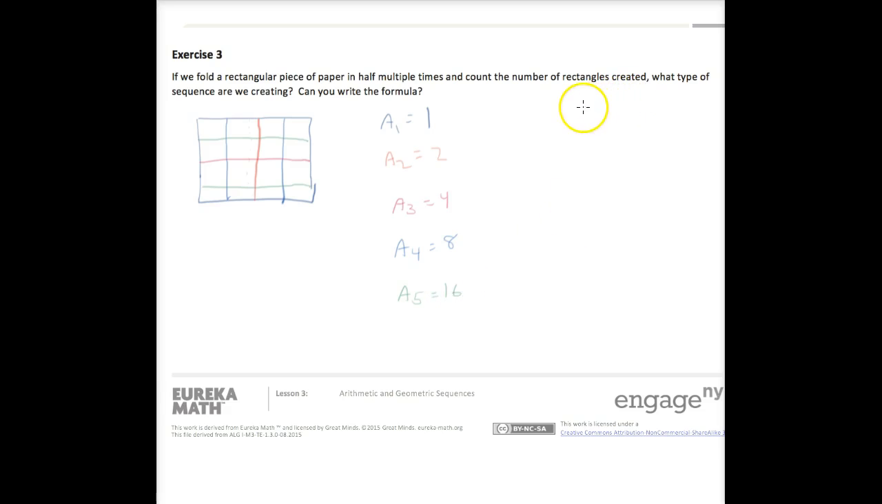So is this a geometric or a linear sequence? I hope that you came up with geometric, because it's increasing by multiplication. Okay, so can we write a formula? Well, the generic formula would be basically a sub n is 2 to the n minus 1. That would give us our formula. I hope you like it.